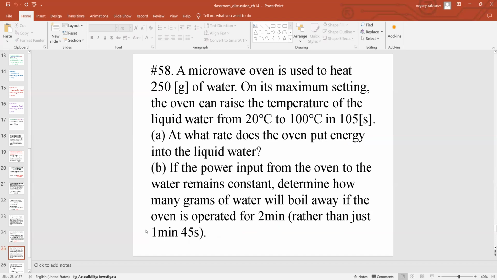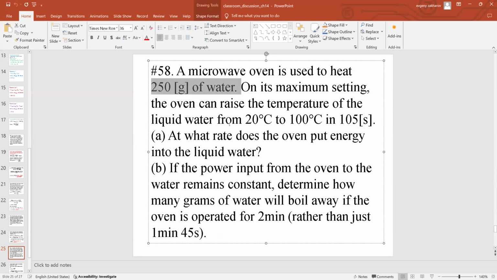Okay, now the microwaves. Did you know that you can heat up everything in a microwave that has water in it? Let's just do water by itself. At the maximum setting, it raises the temperature from room temperature to boiling point in 105 seconds. What's the rate of energy put? So what's the power output of the oven?